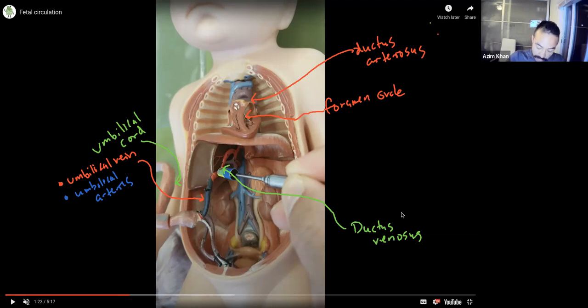The umbilical cord has the umbilical vein, and you can see the umbilical vein going into the fetus right here towards the liver. And then umbilical arteries are these two right here, 1, 2. So umbilical arteries and the umbilical vein are all inside of the umbilical cord. They lead to and from the placenta.